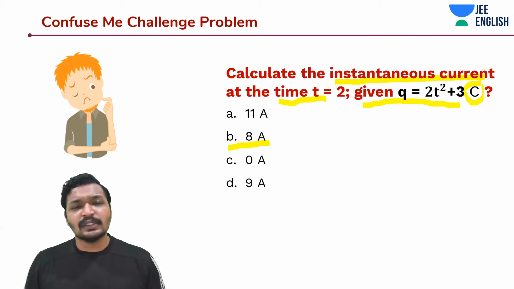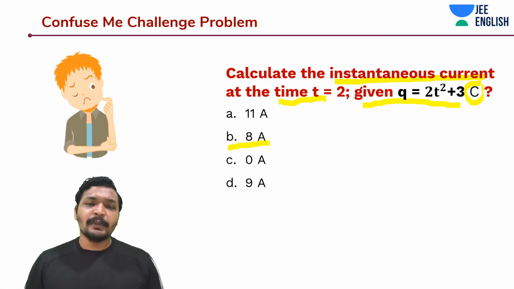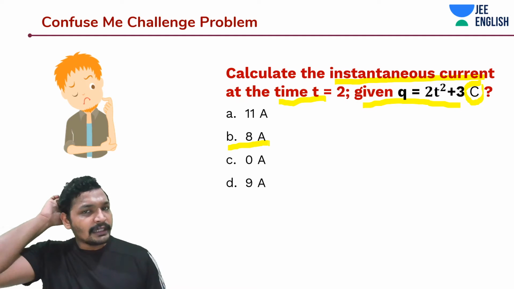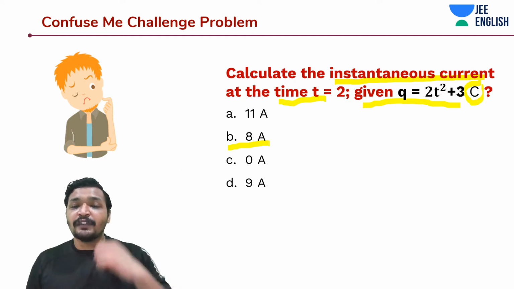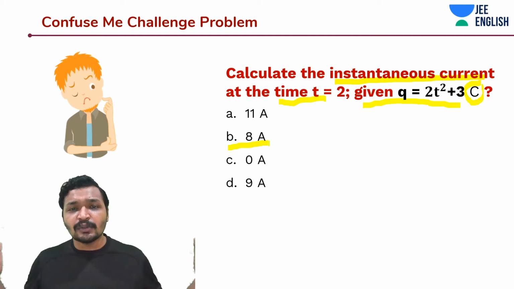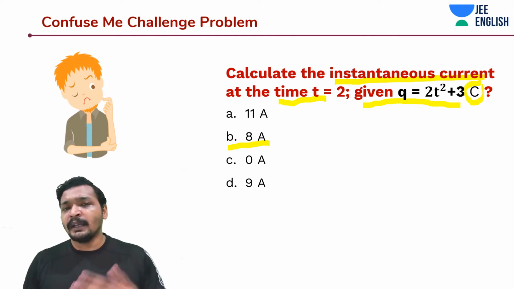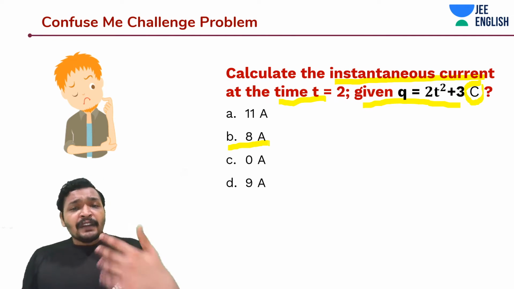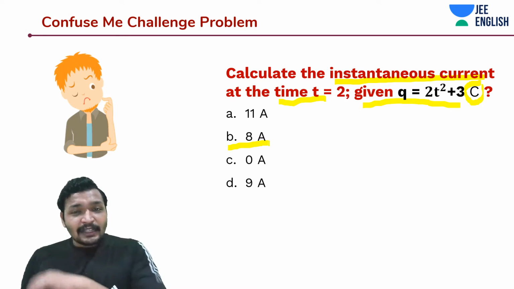There was nothing in it. It's a very, very easy problem. And it was carrying 4 marks that would make your rank jump. Those 4 marks would create a huge difference of 200, 300, sometimes 1,000 ranks. But we'll see such problems where they're trying to just confuse you.